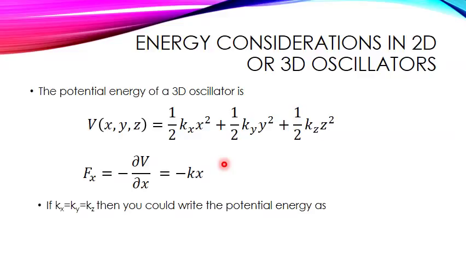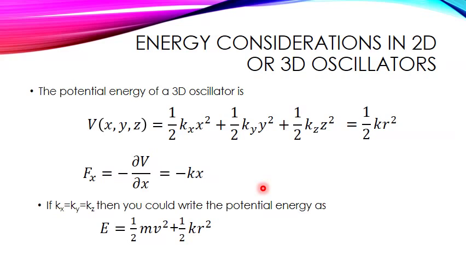Well, it just so happens if the spring constants in all our directions are the same, you can write this potential energy with respect to r, where r is the displacement from some origin, and the spring constants are all the same, and we're just going to call the spring constant k. So you can write r as a vector, and then you can describe the energy in the system as having kinetic energy and this potential energy.